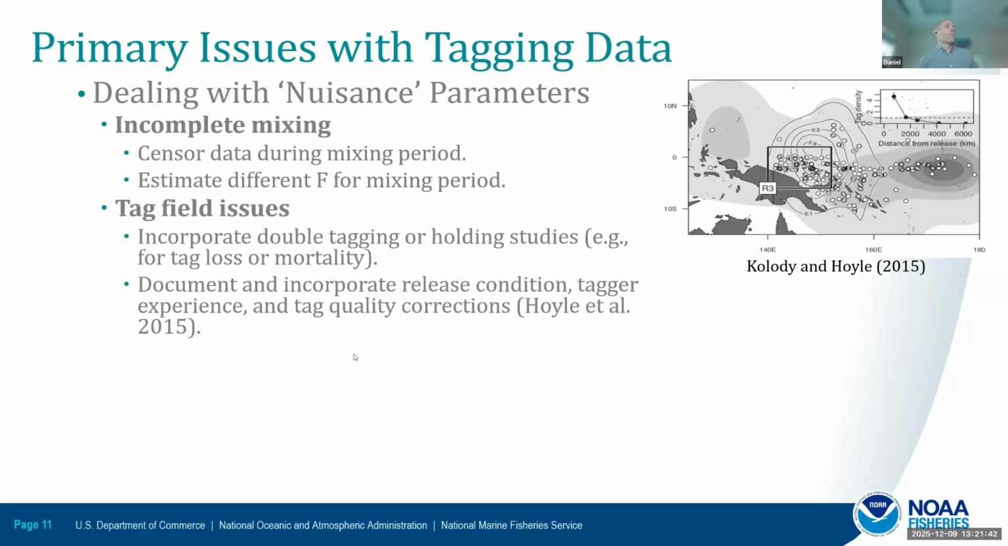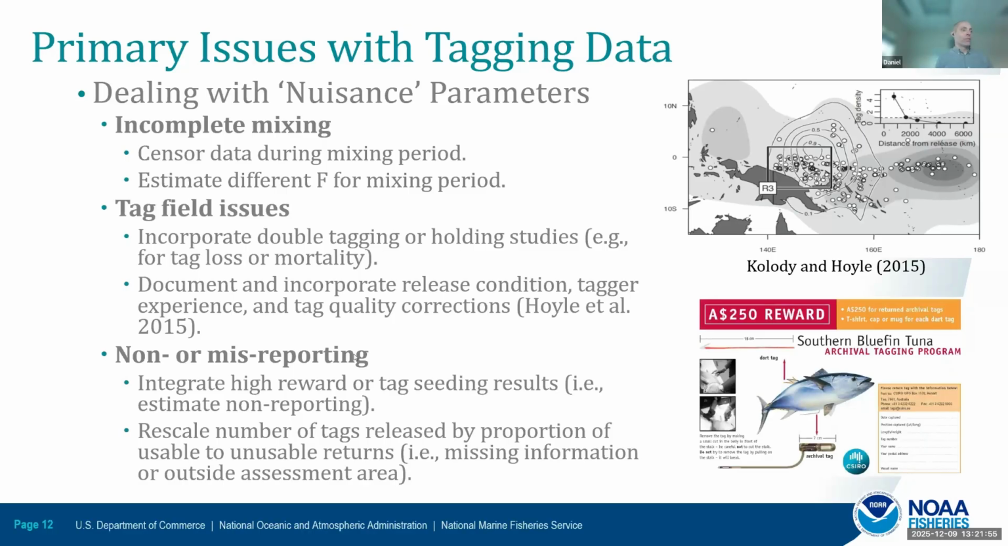With the tag fate issues, obviously you can do simultaneous or post hoc analysis or studies like double tagging and holding studies to try to get at some of these parameter estimates. And then with misreporting, you can do things like high reward tags and seeding experiments, and try to estimate what the reporting rate is from a given flag. But all of these things are pretty difficult to do in practice and get reliable estimates to use in your model.